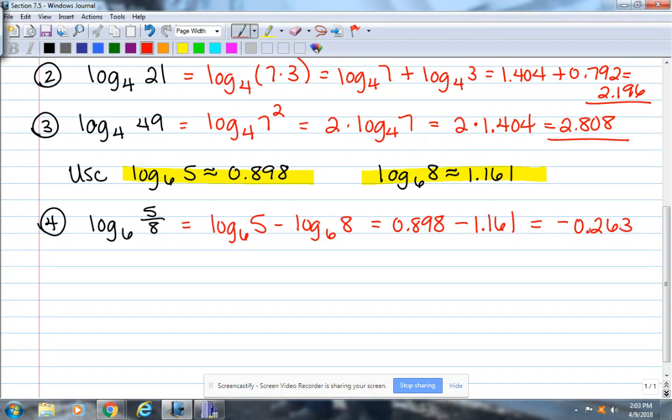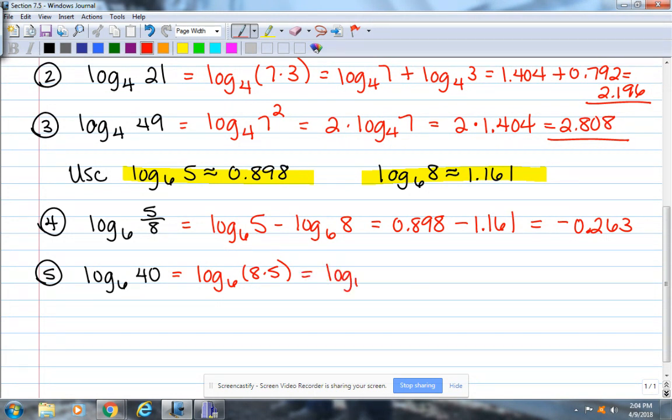Any questions about that one? So you expand it and then change your decimals. That's all you do. Put in your decimals. So number 5, log base 6 of 40. Now how are we going to do that one? We have to use 8 and 5, or some combination of an 8 or a 5, because those are the only two I know. So 40 is 8 times 5, so it's log base 6 of 8 times 5. So how do I do that? Add 'em. Split them up and I add them.